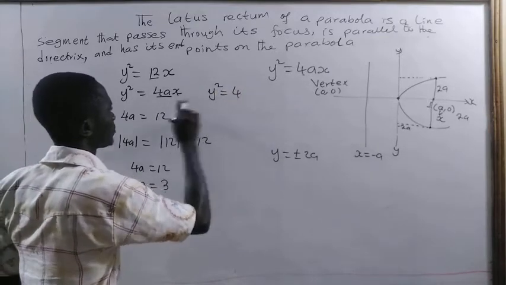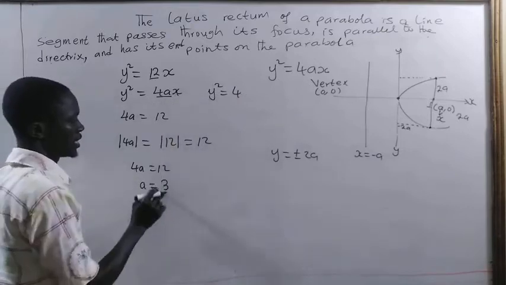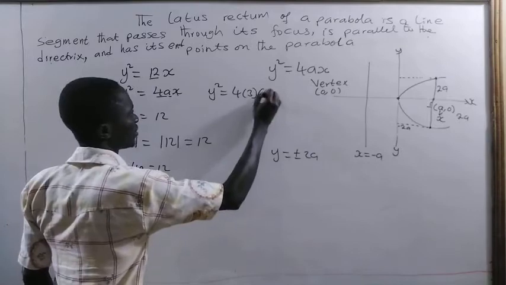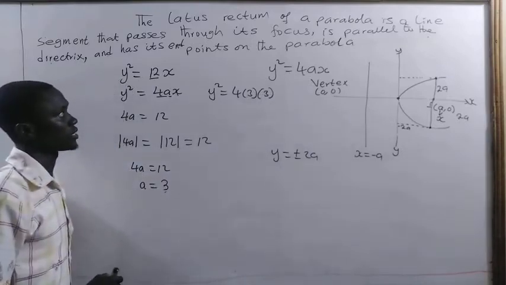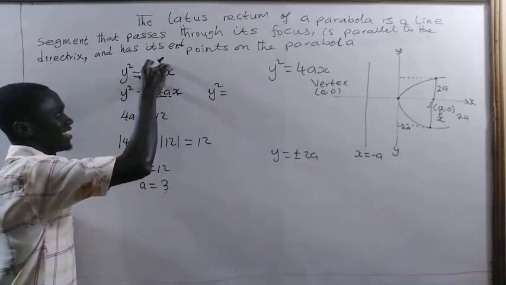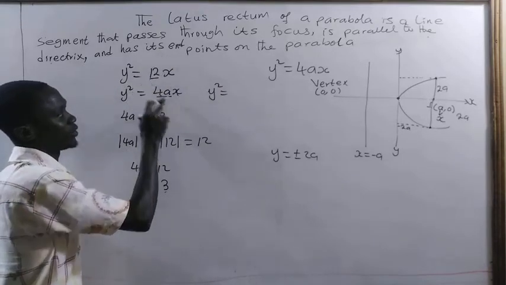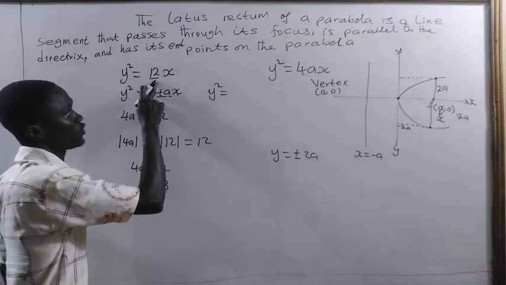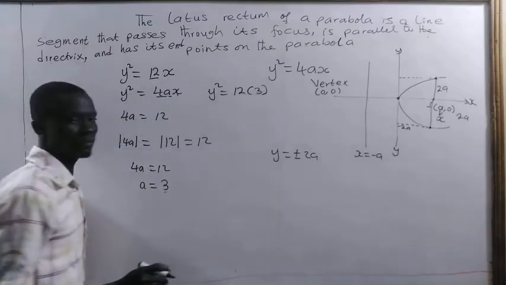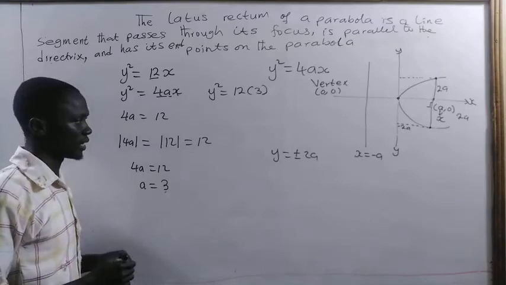So here you can take y squared equal to 4a. Sorry, 4a. A is 3. And x is also 3. We have it here already, so there's no need using this. Y squared equal to 12x. So we have 12 times 3. Let me take my time and then come back again.